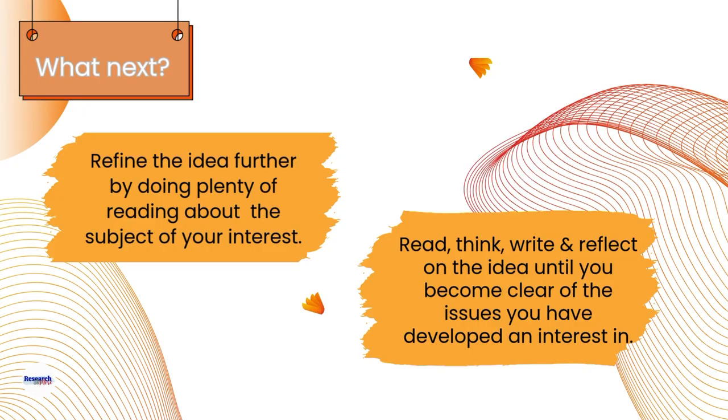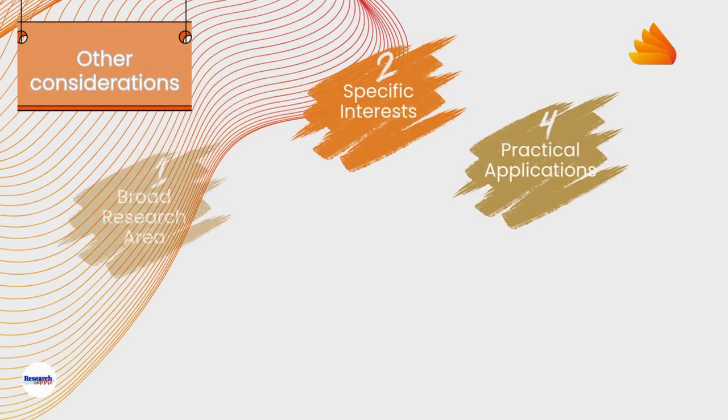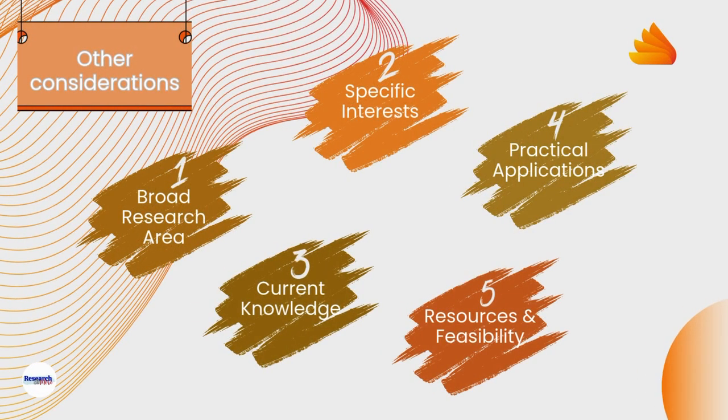Now that you have managed to explore some initial ideas from various sources, what do you do next? You refine the idea further by doing plenty of reading about the background of the subject of your interest. Continue reading, thinking, writing, and reflecting on the idea until you become clear of the issues you have developed an interest in. You may also add other questions to clarify your research focus.